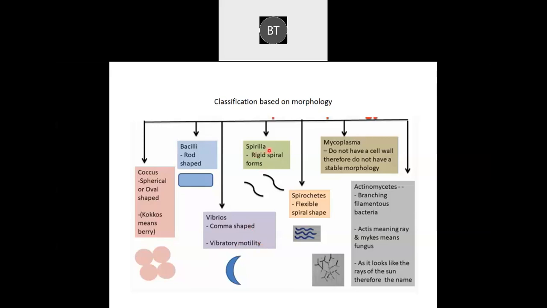Spirilla are bacteria which have a rigid spiral form, just like a spiral shaped staircase. Spirochetes are flexible and spiral in shape. Mycoplasma do not have a cell wall, therefore they do not have a stable morphology.